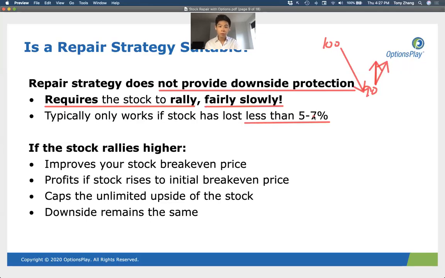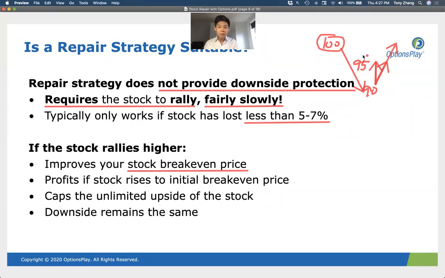Now, if you do put on a repair strategy and the stock does rally higher, what it does is it improves your stock break-even price. So if you buy a stock at 100, your break-even price is at 100. Now, if the stock declines to 90 and you put on a repair strategy, what you might be able to do is change that break-even price down to 95. So as long as the stock recovers back to 95, you'll be able to break even, and you'll be able to profit if the stock does get all the way back to 100.